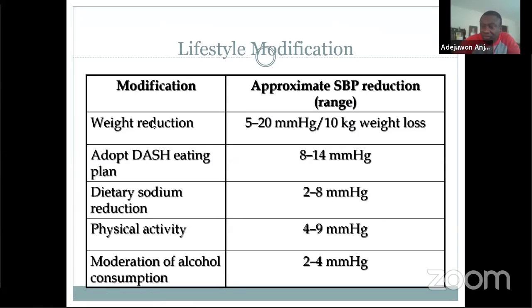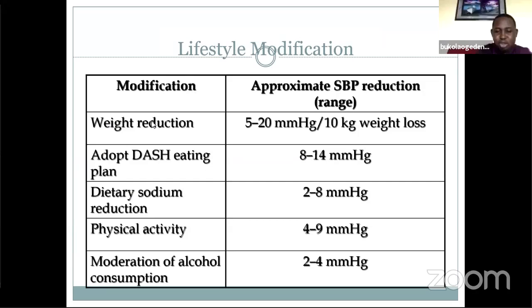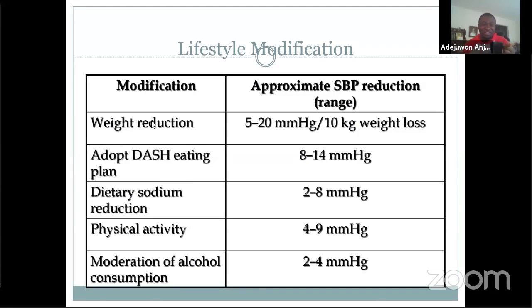We can hear you. Well, moderation, not total elimination of alcohol, just moderation, is better. Like a small cup like this is okay.